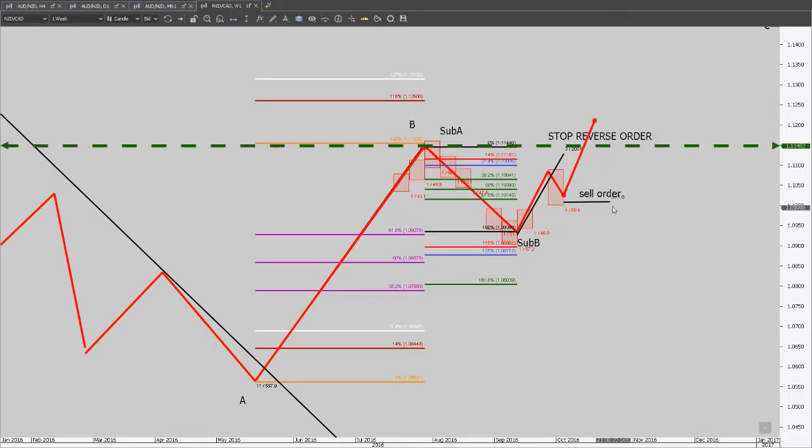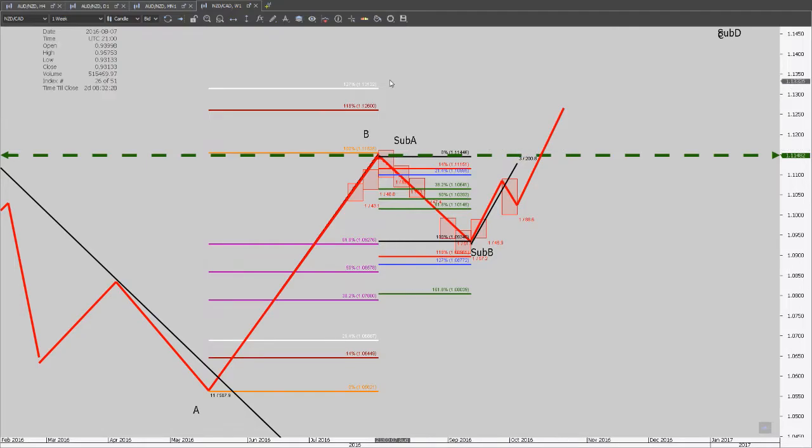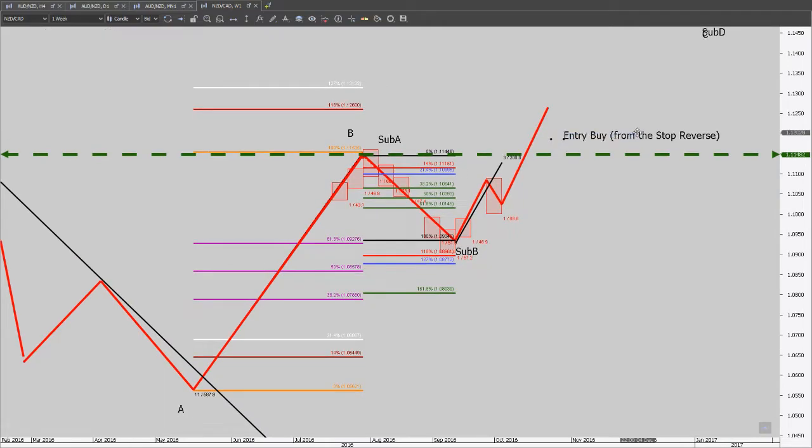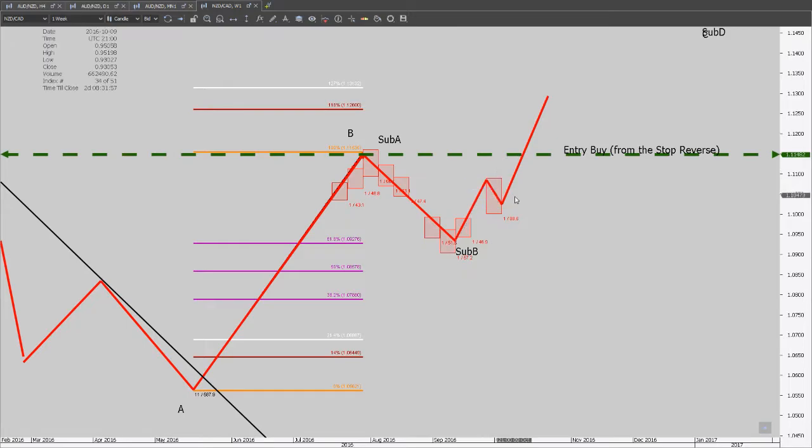Okay, now when this happens, everybody, let's say that the market stopped out our trade, our sell order, right? And we are in a buy right now. This is our entry buy from the stop reverse, and the market went up, right? It broke our contrarian Fibonacci. We're going to delete it, it's not useful anymore.